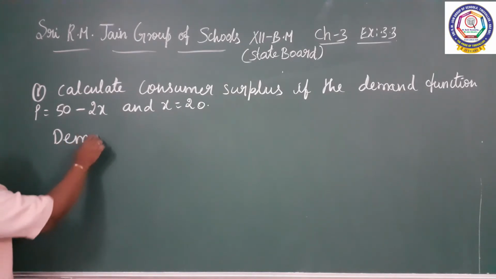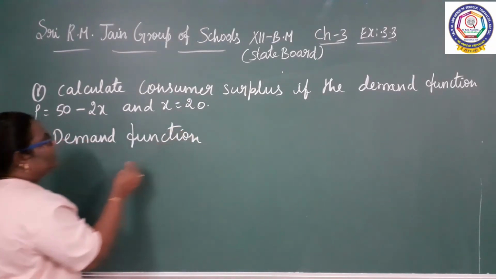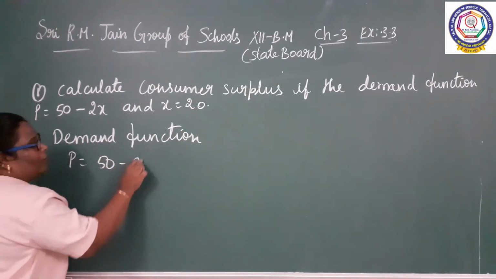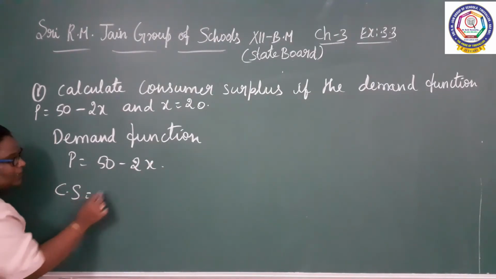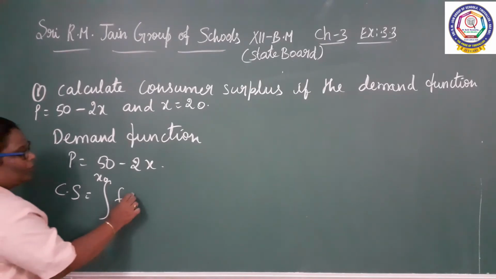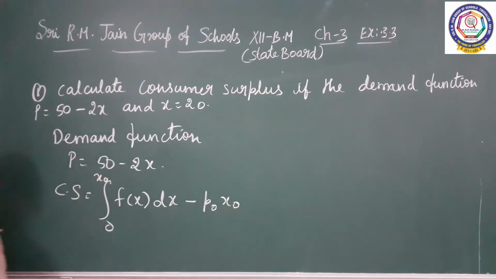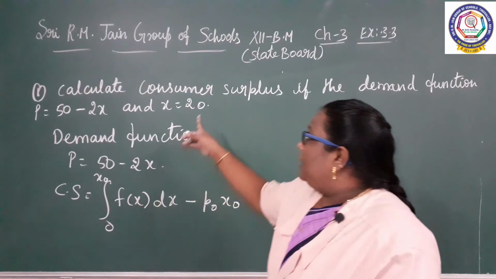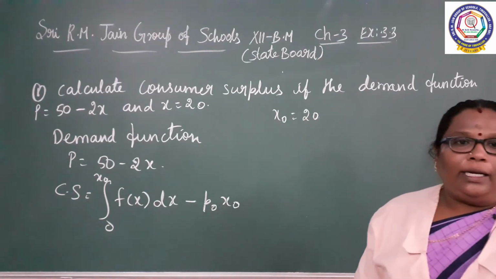What is the value for the demand function? It is given in the question itself, demand function P equal to 50 minus 2x. What is the consumer surplus formula? Consumer surplus equal to integral 0 to x naught f of x dx minus p naught x naught. So what is that x naught? x equal to 20. You can take the output x naught equal to 20.